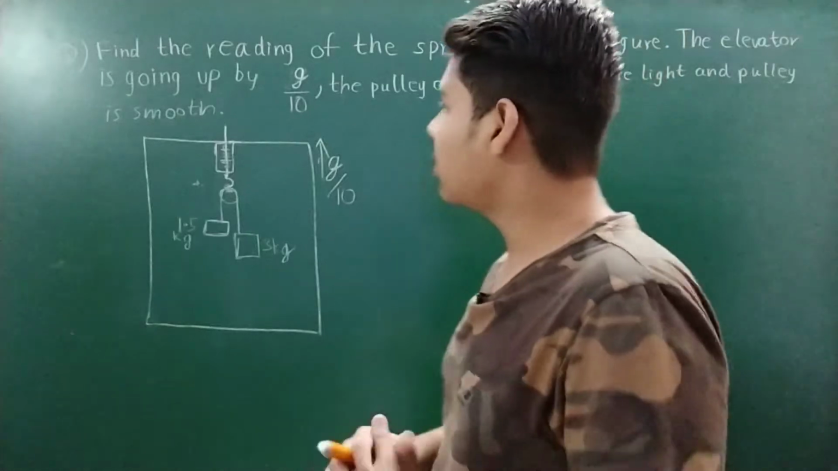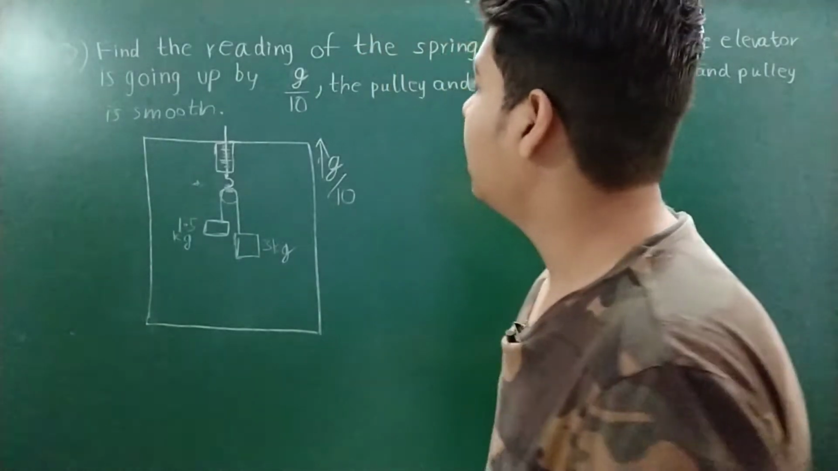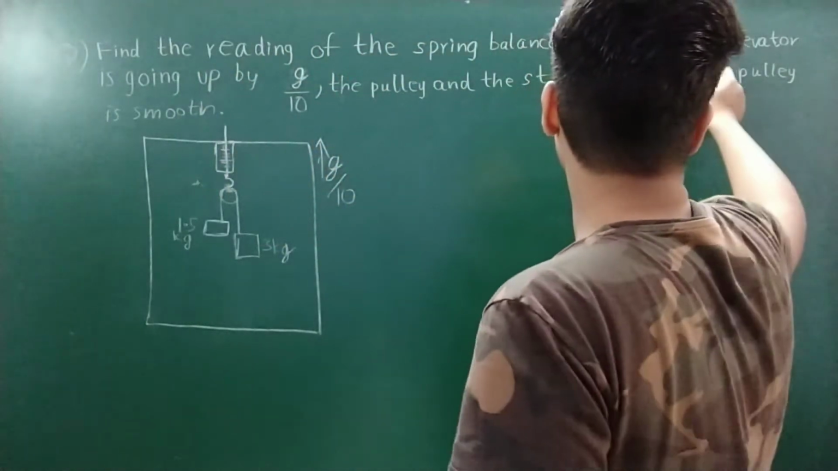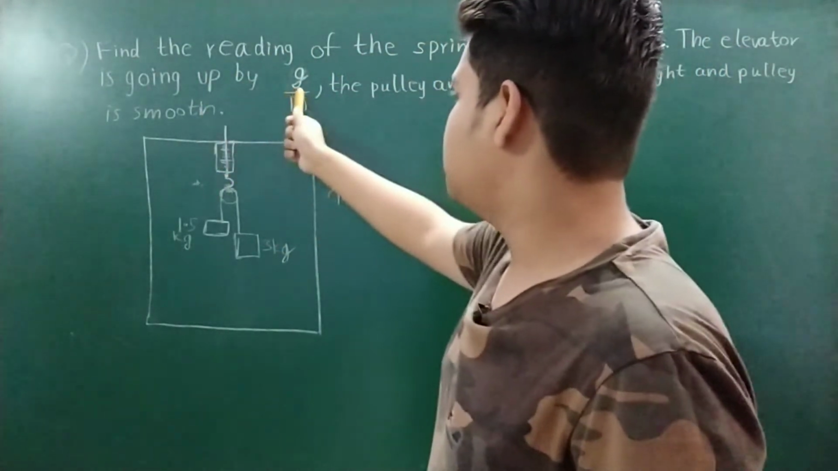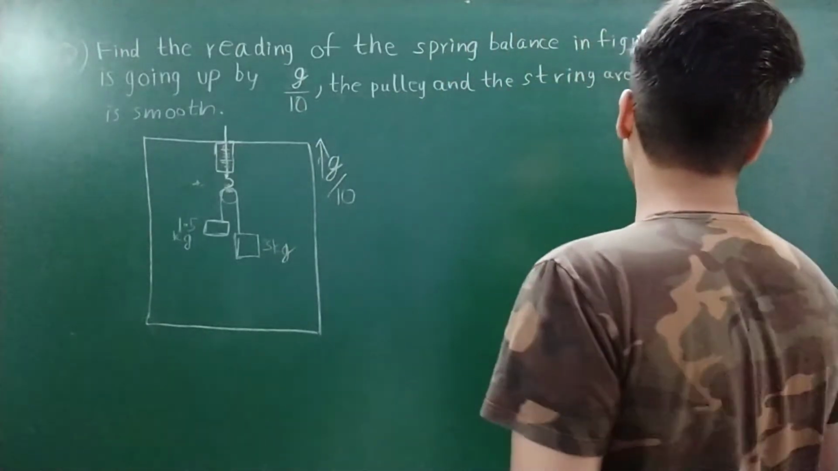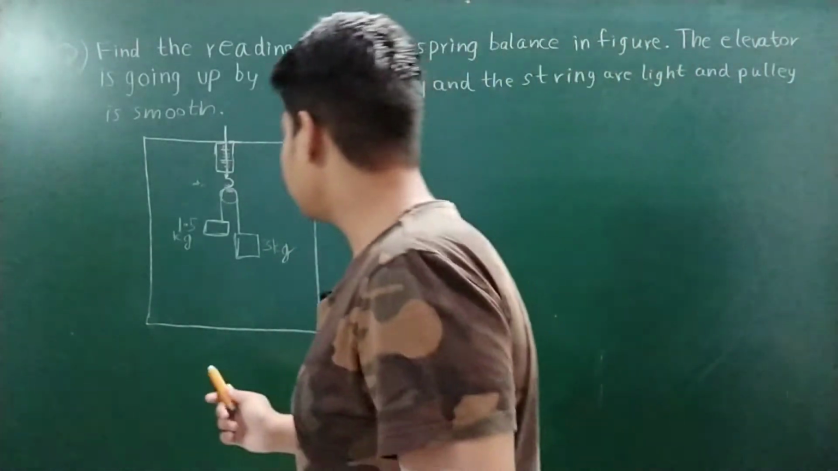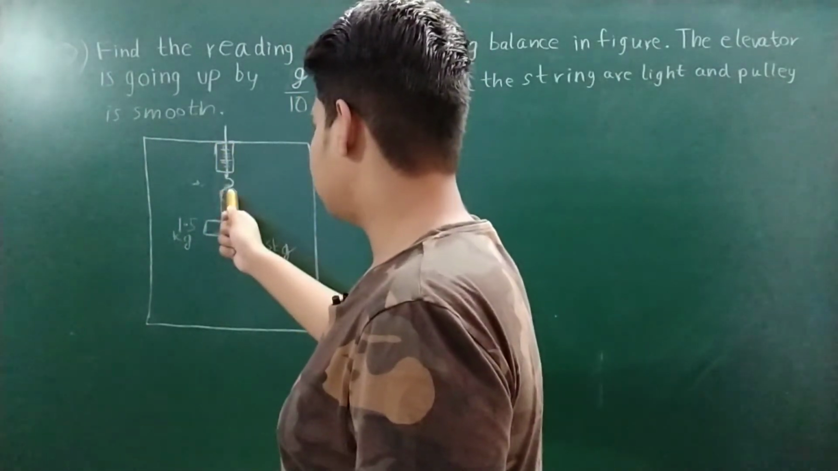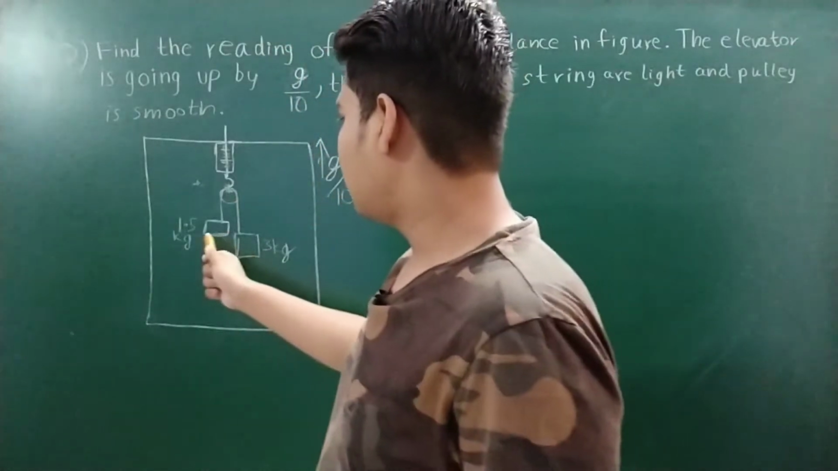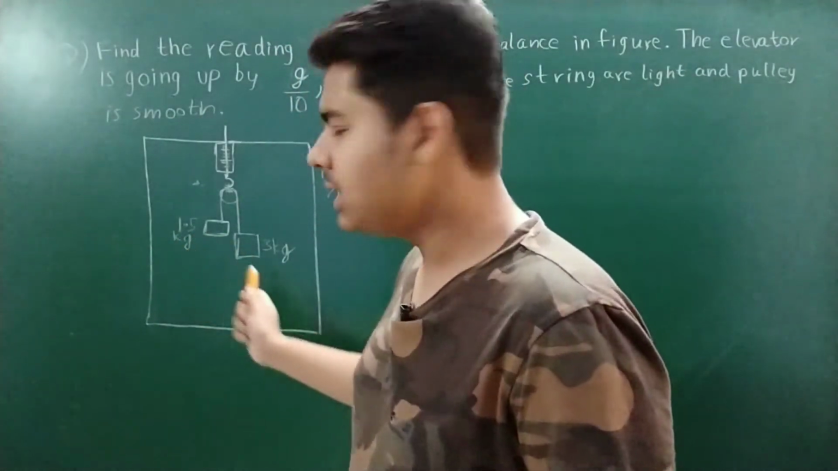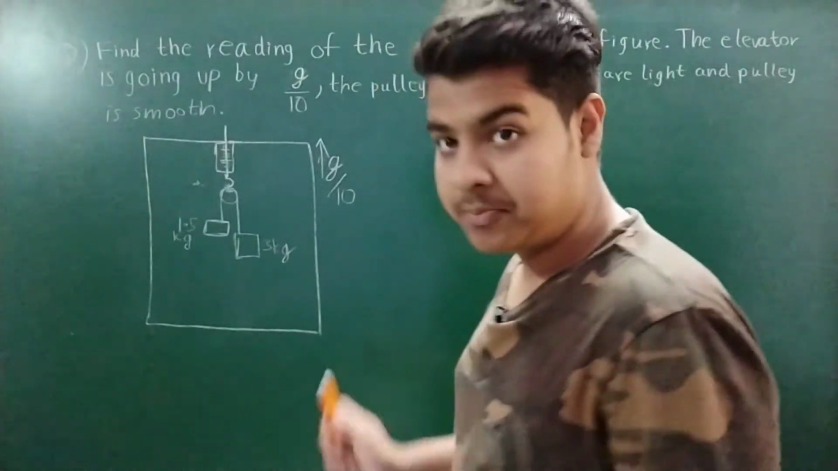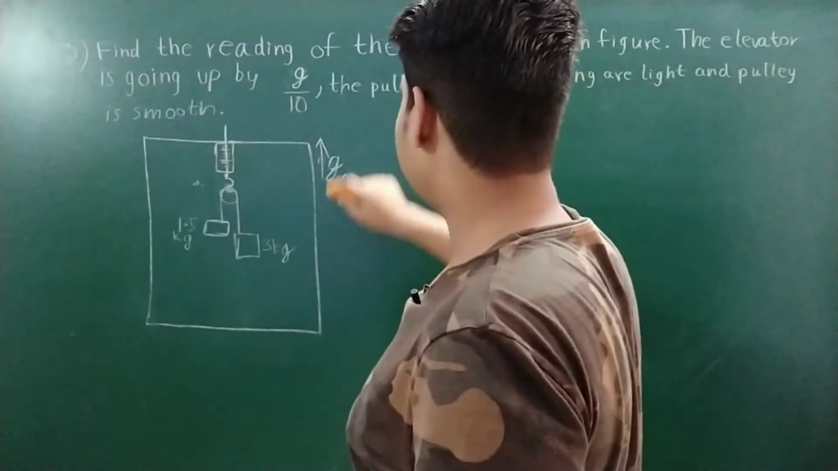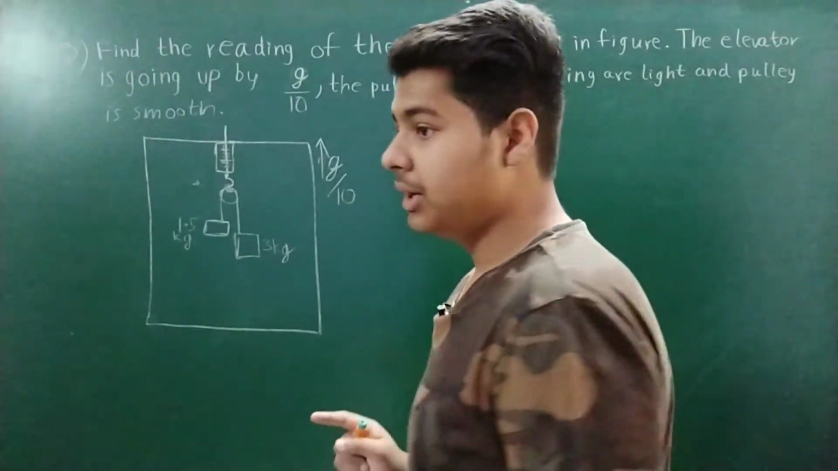First, we are going to discuss the pulley question, and the question, as you can read, is: find the reading of the spring balance in the figure. The elevator is going up with g by 10. The pulley and the string are light and the pulley is smooth. So you can see that here there is a spring balance, and from the spring balance a pulley is connected, on which one side there is a mass of 1.5 kg and on the other side 3 kg. The lift is going up with an acceleration of g by 10.